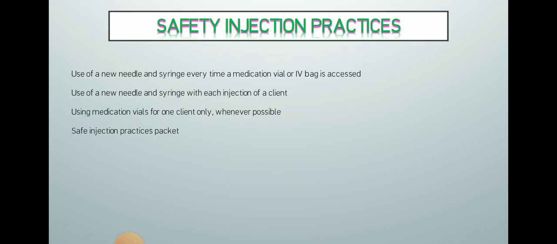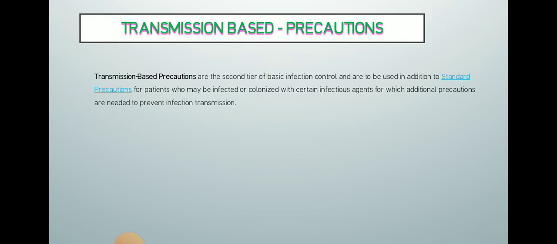Next, we have safe infection practices and transmission-based precautions. Transmission-based precautions are the second tier of basic infection control and are used in addition to standard precautions for patients who may be infected or colonized with certain infectious agents, where additional precautions are needed to prevent infection transmission.